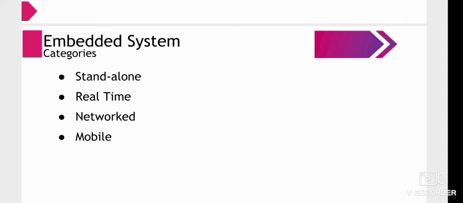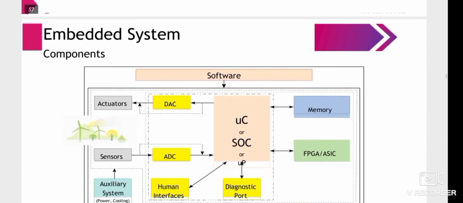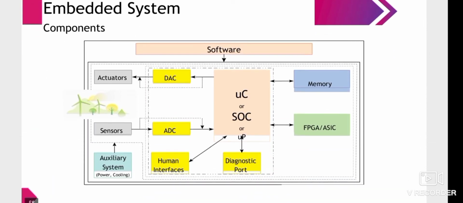Embedded system categories are stand-alone, real-time, networked, and mobile. This is a block diagram of an embedded system. The components involved are software, microcontroller, SoC (system on chip), memory, FPGA, human interfaces, ADC, DAC, actuators, sensors, and auxiliary systems.